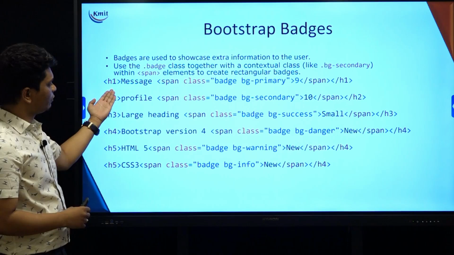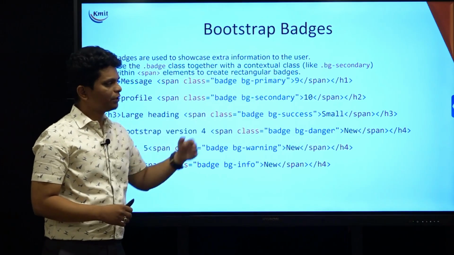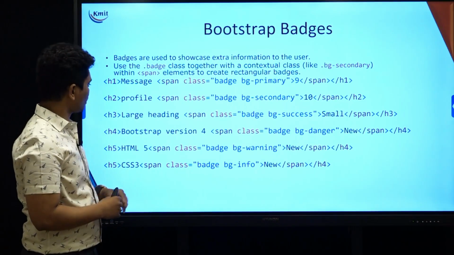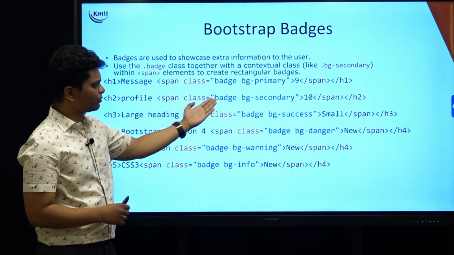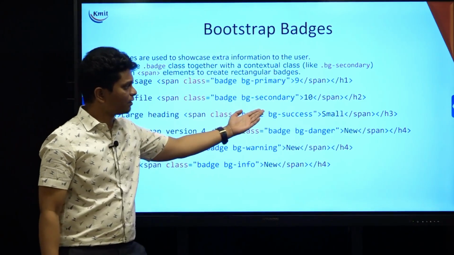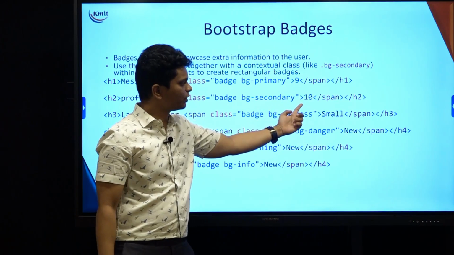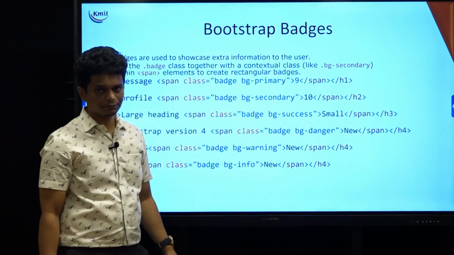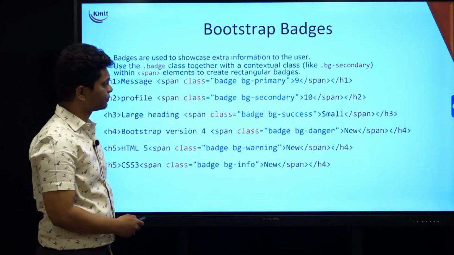So here we have a heading message and badge bg-primary. Okay, you know what span is used for. Profile span class equals badge bg-secondary, and this is the extra information that I am giving here, the numerical value 9, 10, small, new, new, new. Okay. In the next slide we will see what the output looks like.